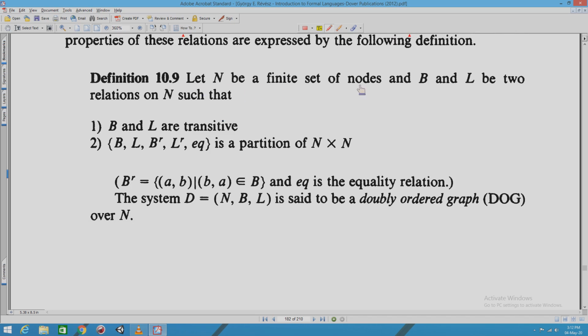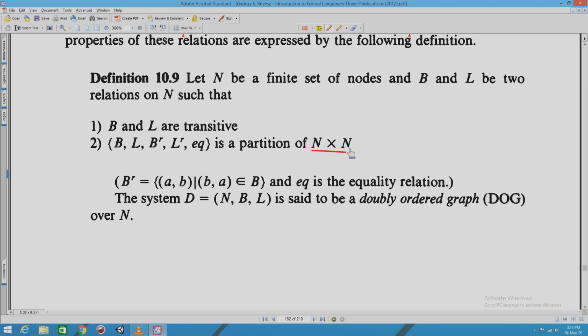So now let's move back to the definition. Let N be a finite set of nodes and B and L be two relations on N such that B and L are transitive. Secondly, B, L, BR, LR, EQ is a partition of N cross N. Let's understand it in a better way. First of all, think, what is N cross N? N cross N is a set of pairs whose first element will be from this set and the second element will be from this set.